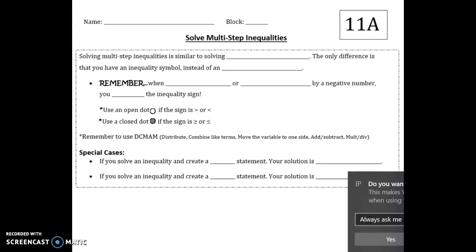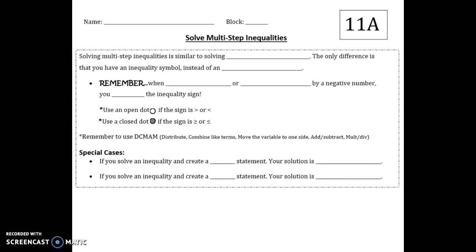Hey guys, welcome back. Today we're going to learn how to solve multi-step inequalities. This is very similar to solving multi-step equations. Let's fill in our notes. The only difference is that you have an inequality symbol instead of an equal sign.